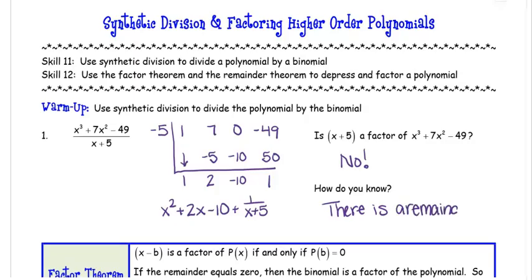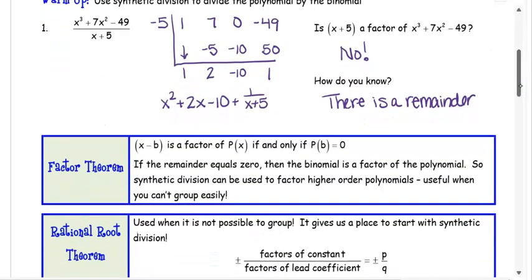Now yesterday we dealt with the factor and the remainder theorem. With the factor theorem, we saw that x minus b will be a factor of p of x if and only if p of b is equal to 0. If the remainder equals 0, then the binomial is going to be a factor of that polynomial.